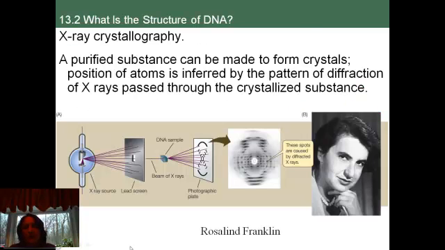And then there was a woman working in King's College in England, and she was doing X-ray crystallography. And so what she was doing was she was working with another scientist called Maurice Wilkins, and they were taking DNA samples, and they were using X-rays. A beam of X-rays would go through the sample, and then it would create this diffraction pattern, and they would develop that. And so they would end up with some picture that looks like this.